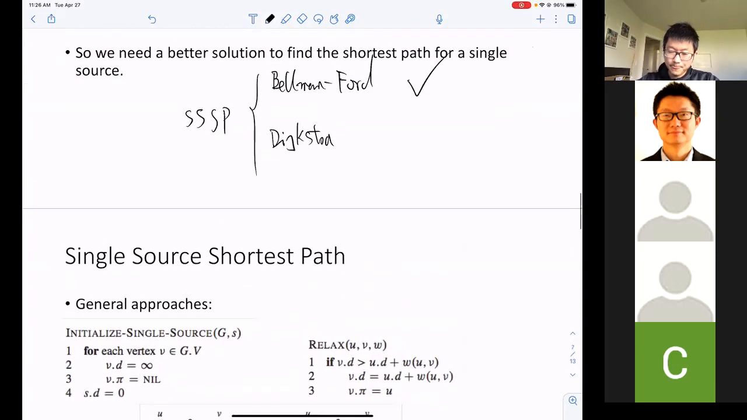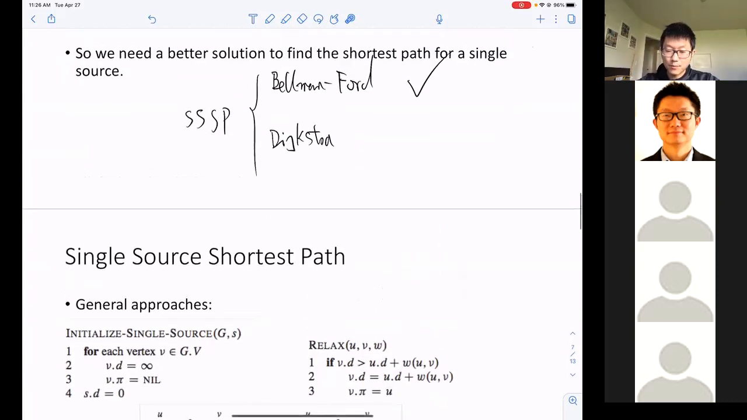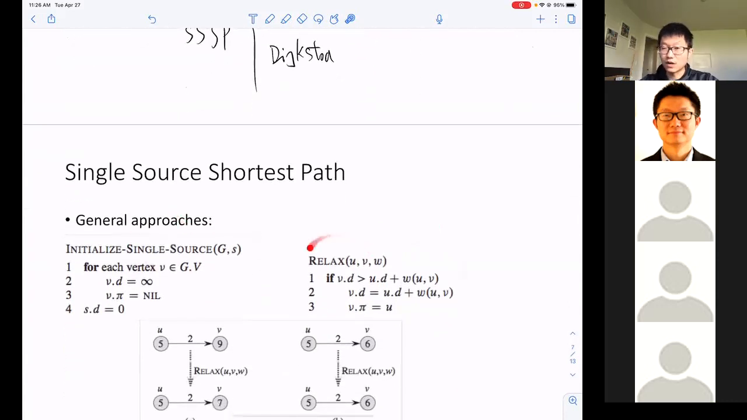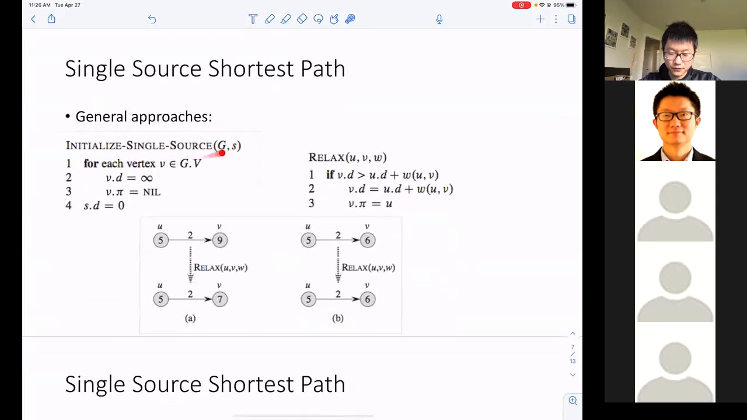Before introducing the Bellman Ford algorithm, I want to introduce 2 relatively simple auxiliary algorithms, meaning that in our Bellman Ford algorithm, we're going to call these 2 functions, but these two functions are relatively easy or lightweight. The first algorithm is called initialize. The initialize function takes 2 parameters, G and S.